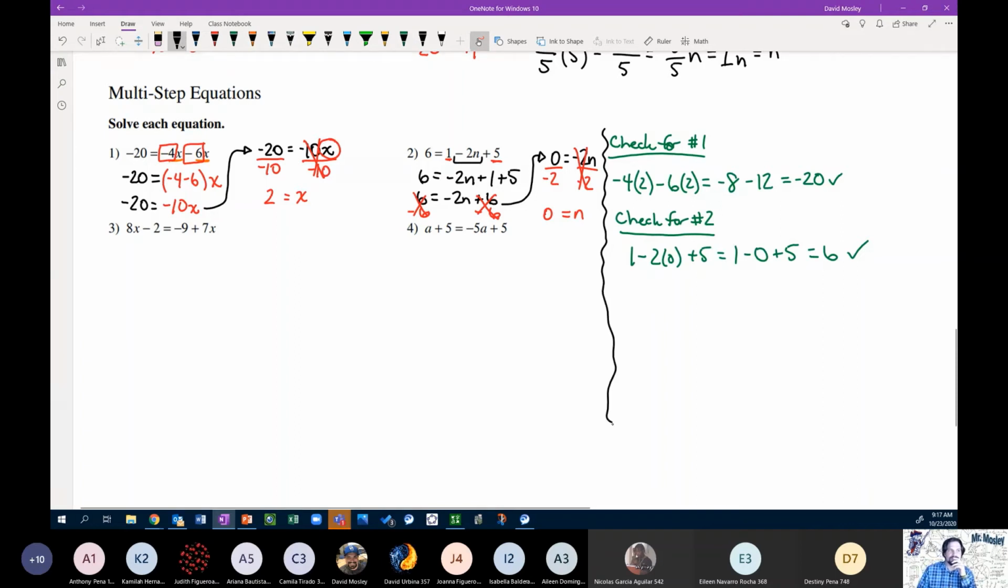All right. What questions do you guys have? What can I clarify about the first two multi-step equations? Yeah. All right. For number 1 or number 2, Eileen, which one do you want me to clarify?